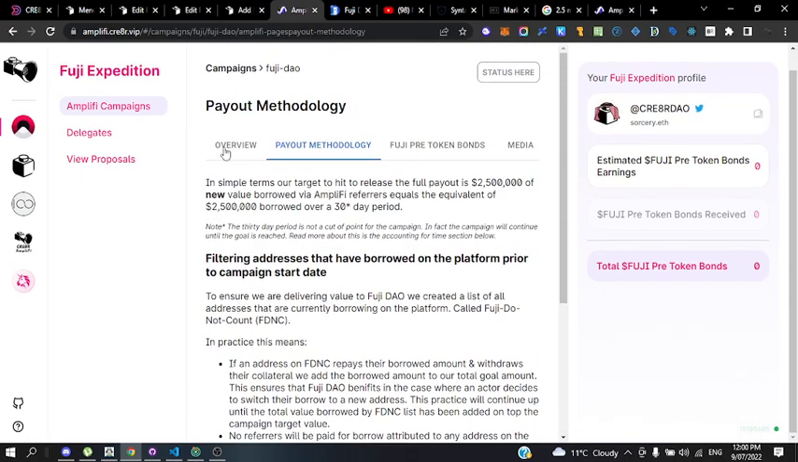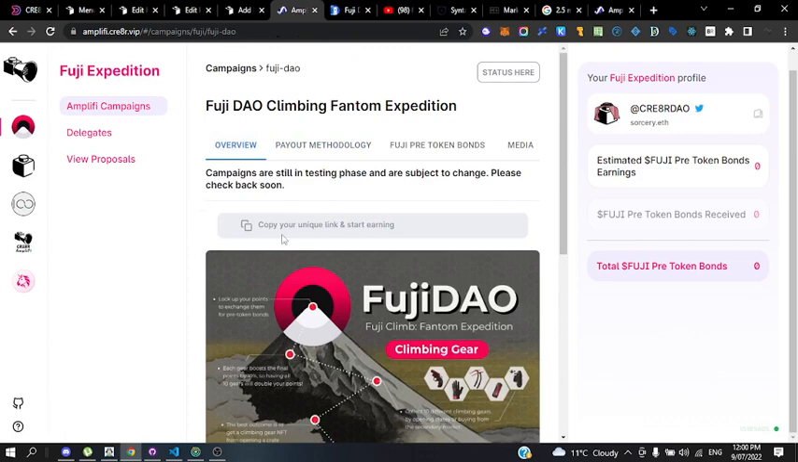So just to simplify, let's say there's three referrers. One referrer is able to share their links with, let's say, 100 people, and those 100 people all borrow $10,000 each. So that would be $1 million worth of borrow. I'm simplifying a little bit here, but this should give you the idea.